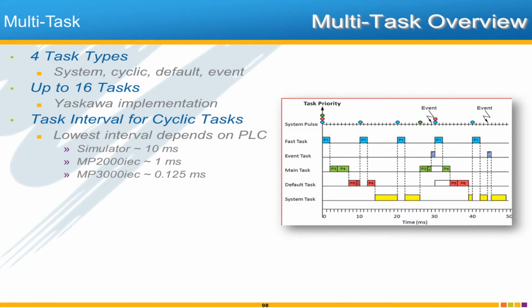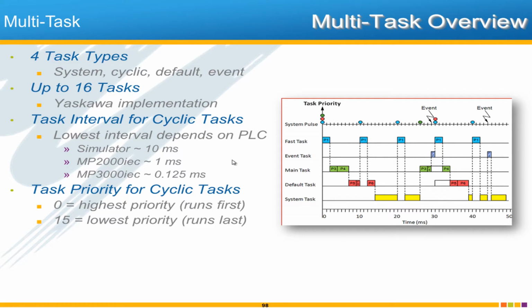The task interval can be set, and that lowest interval, or scan time, depends on the PLC. So here for this class, we're using the simulator, and it is set for a lowest interval of 10 milliseconds. Our MP2000 IEC series controllers will do as fast as 1 millisecond, and the latest at the time of this video are the MP3000 IEC series, which can go as fast as 0.125 milliseconds.